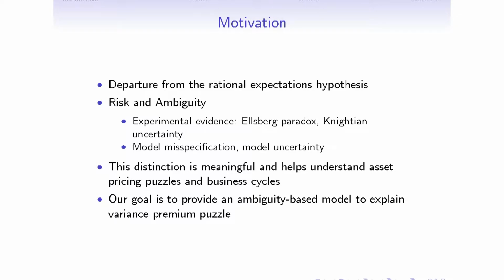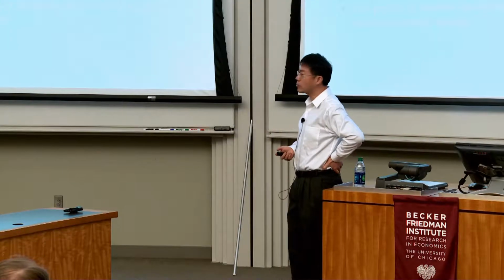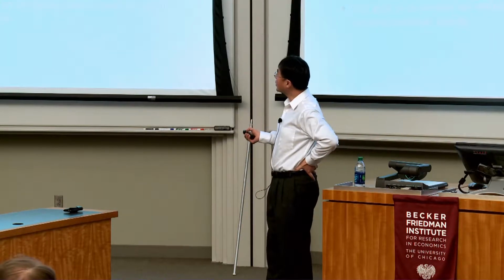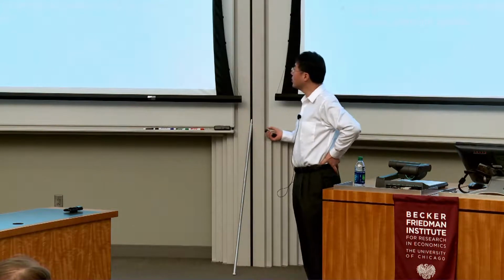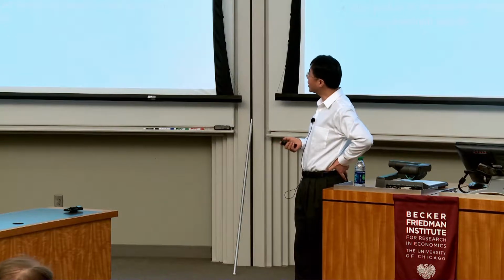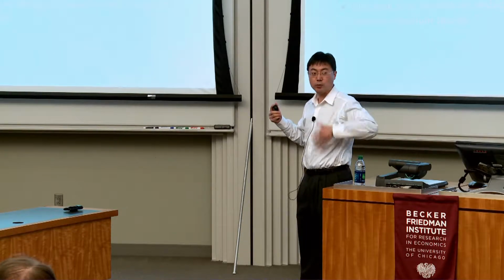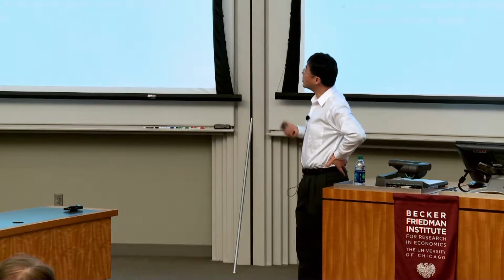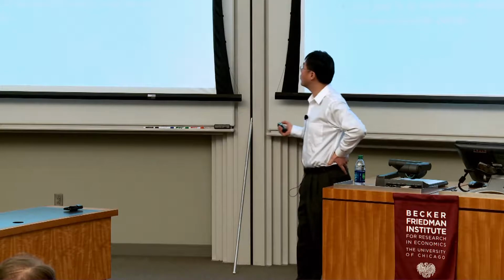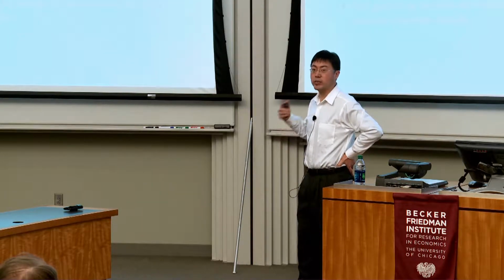We'll make a distinction between risk and ambiguity. We can motivate this in two ways. One, there's a large literature on experimental evidence, the Ellsberg paradox and many other experimental studies. The second motivation is related to Hansen and Sargent's work: model misspecification, model uncertainty, where you want robust decision making. It turns out this distinction is behaviorally meaningful, and also useful. It helps us understand many asset pricing puzzles and even business cycles. Martin has a recent paper on this topic. So the goal of this paper is to provide an ambiguity-based model to explain the variance premium puzzle.